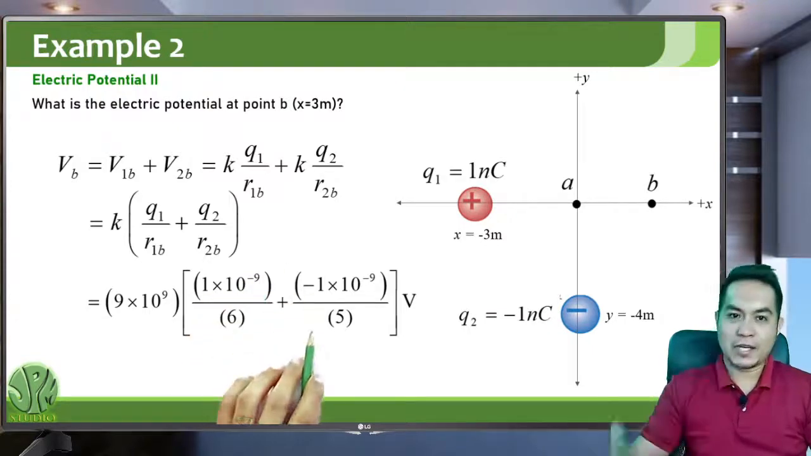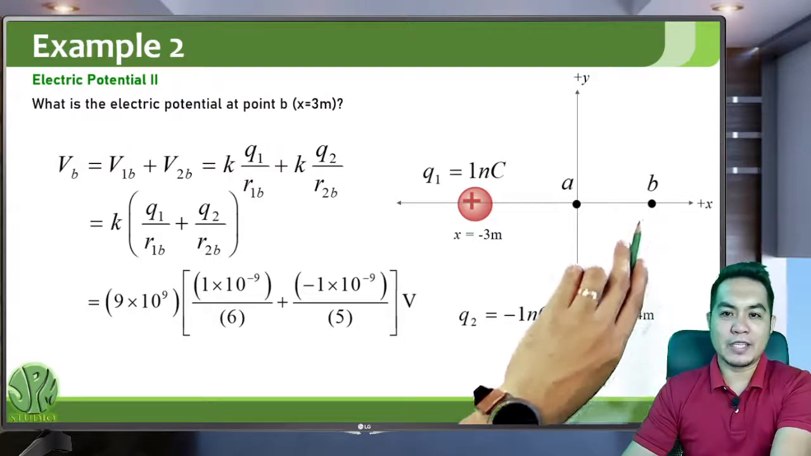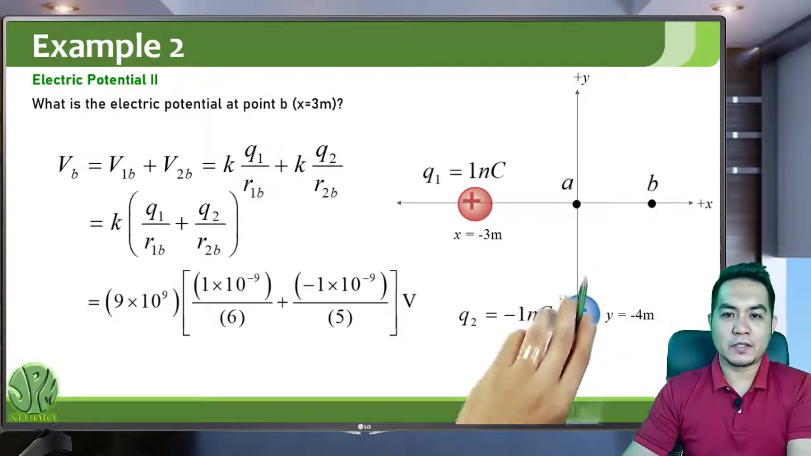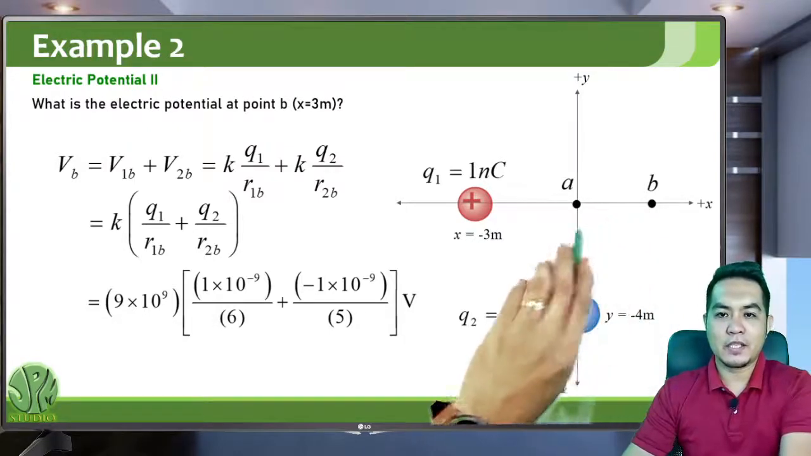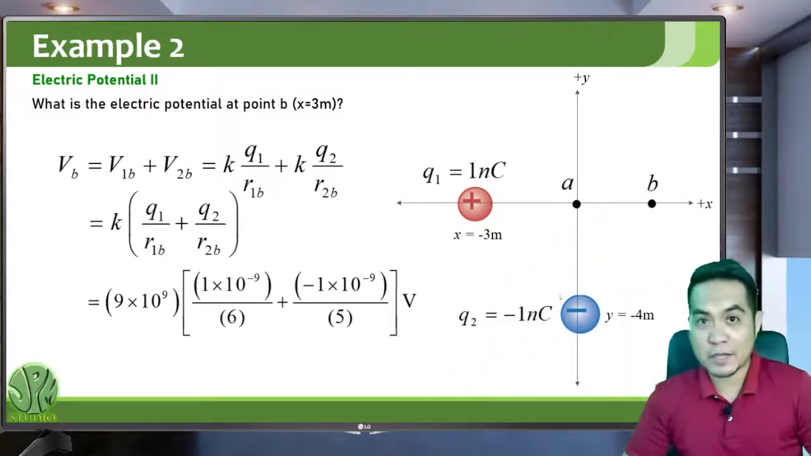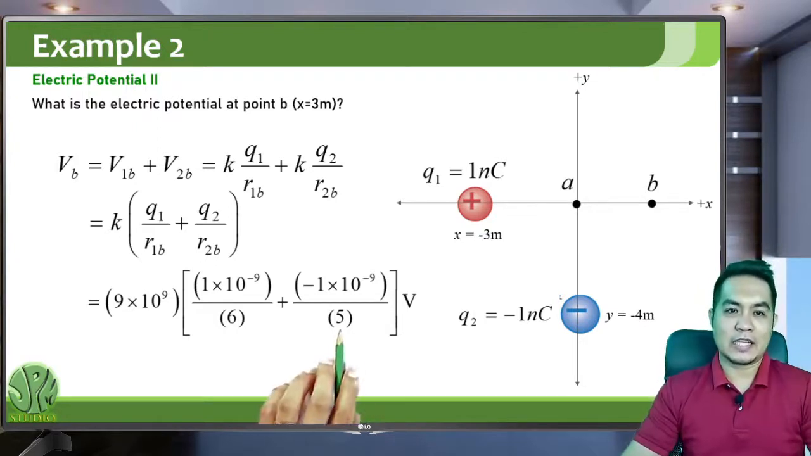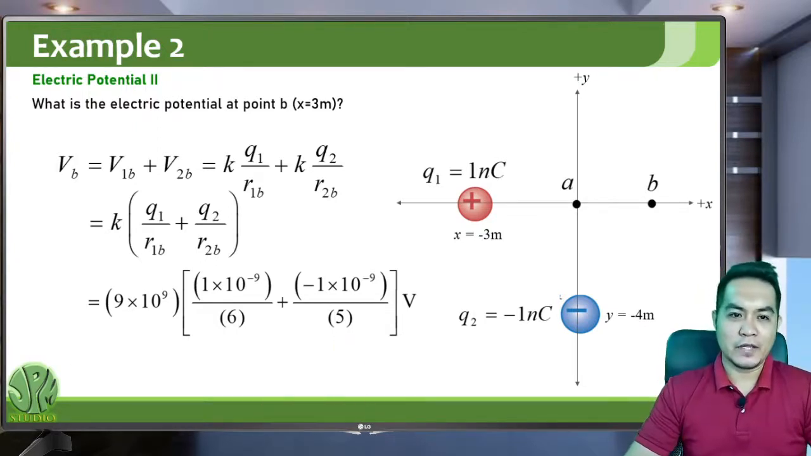And the distance between Q2 and point B is the hypotenuse of this triangle. This is 3 meters, this is 4 meters, so therefore the hypotenuse is 5 meters. This is a special triangle called a 3, 4, 5 triangle. So it's 5 meters, and that is R2B. And you will get a value of -0.3 volts.